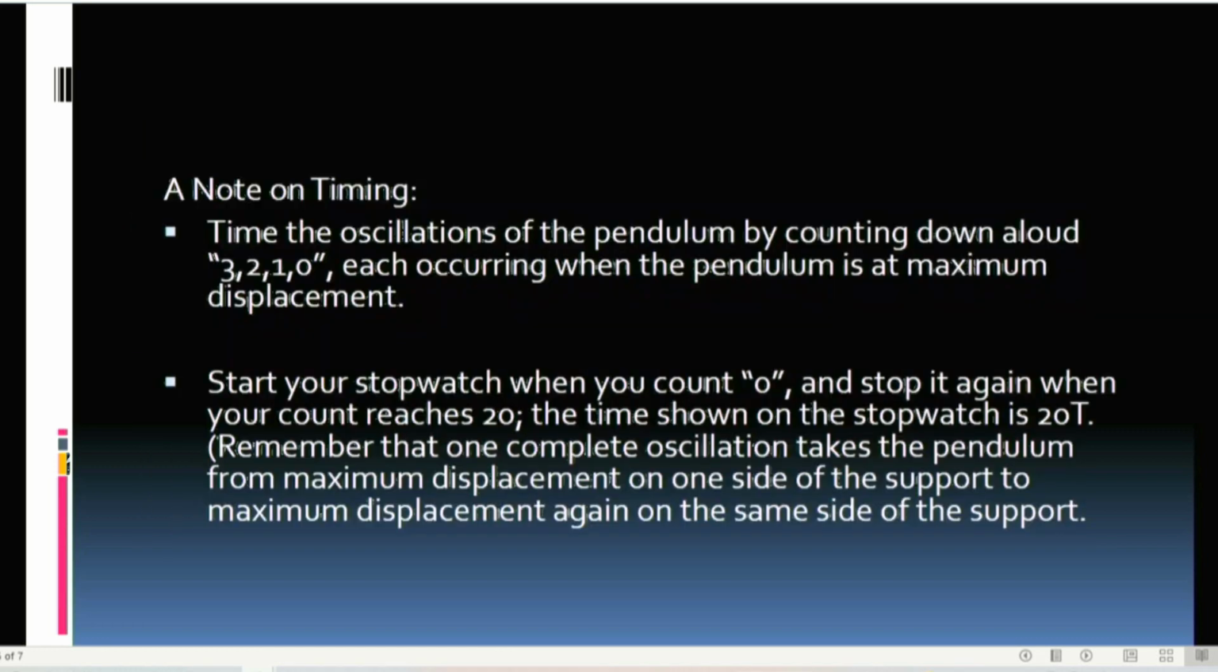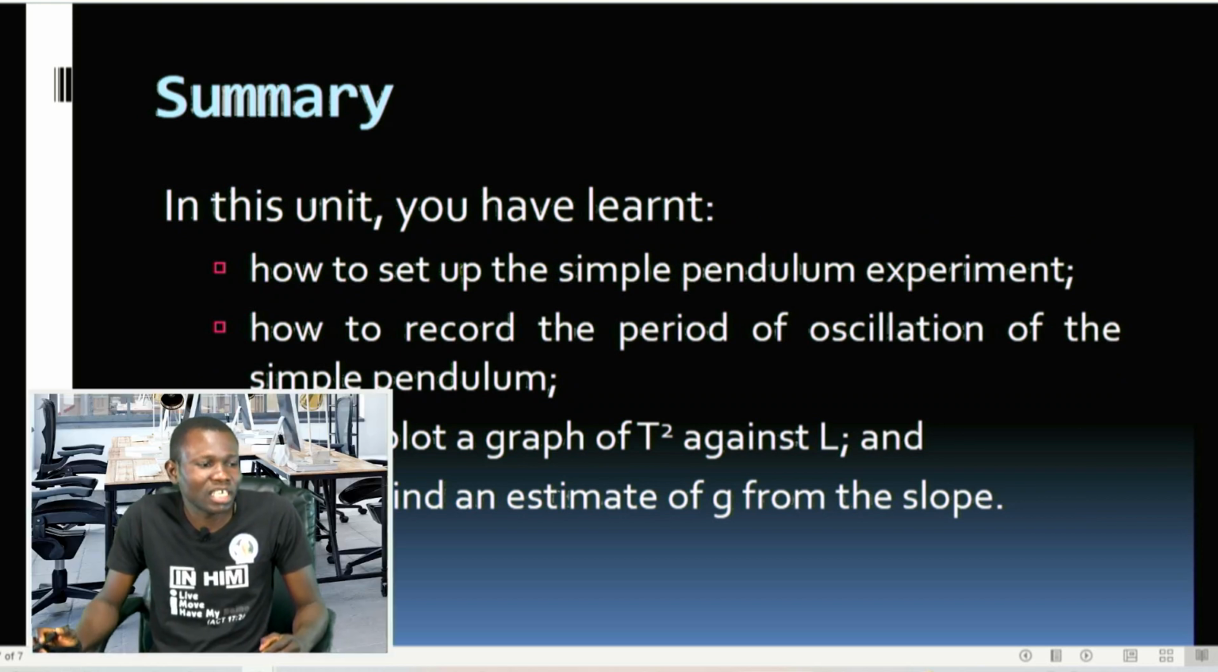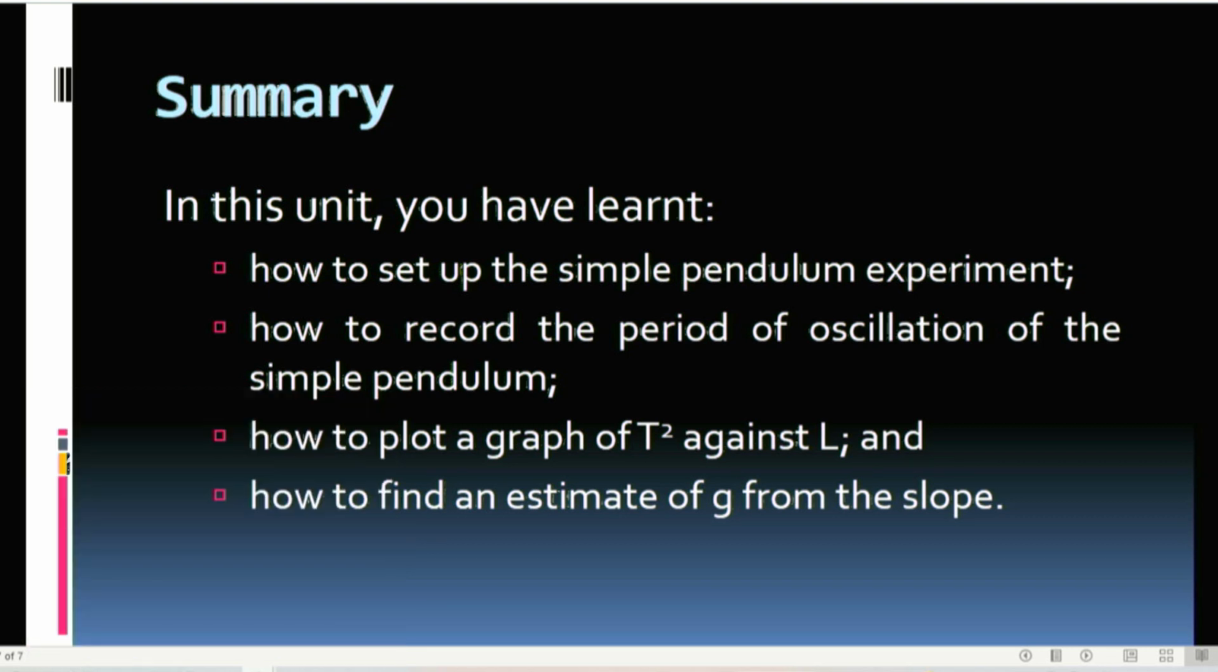And in summary, you have learned how to set up the simple pendulum experiment, how to record the period of oscillation of the simple pendulum from the expression I gave, T squared equals 4 pi squared multiplied by L over g. You have also learned how to plot a graph of T squared against L. T squared will be on the vertical axis and L will be on the horizontal axis. And finally, you have learned how to find an estimate of g from the slope. Once you plot your T squared against L, you have all other components attached to your L as the slope, and from there you can bring out your g.